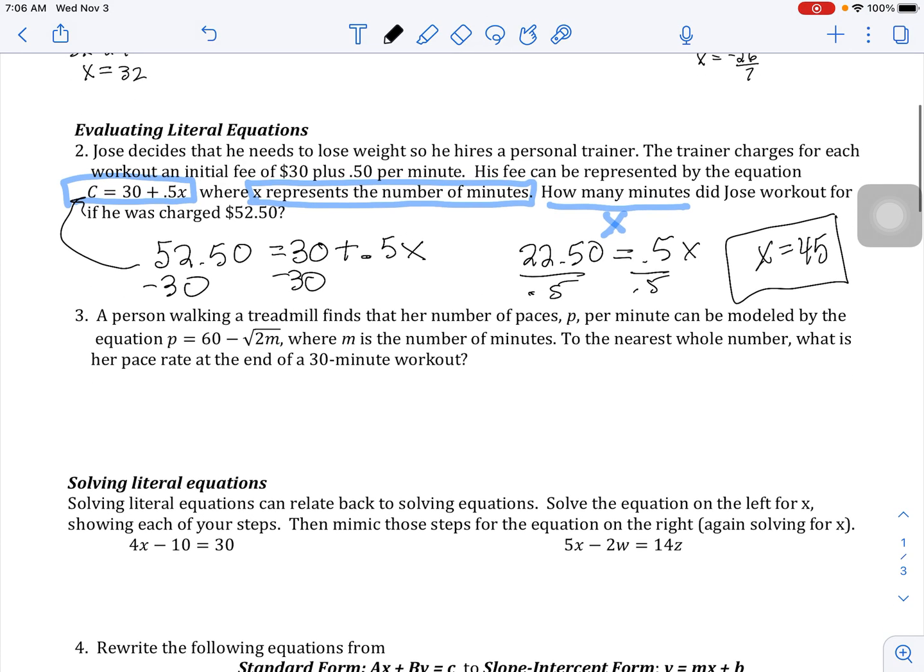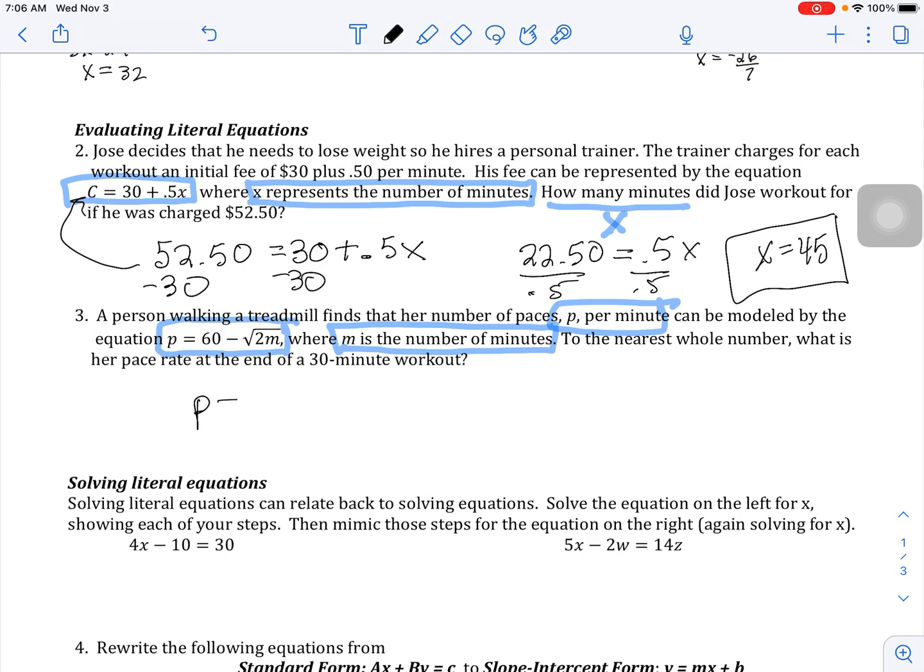Number 3, a person walks on a treadmill, finds that her number of paces, p per minute, again, know what the variables represent, can be modeled by this equation. M is the number of minutes. P is paces. To the nearest whole number, what is her pace rate at the end of a 30-minute workout?